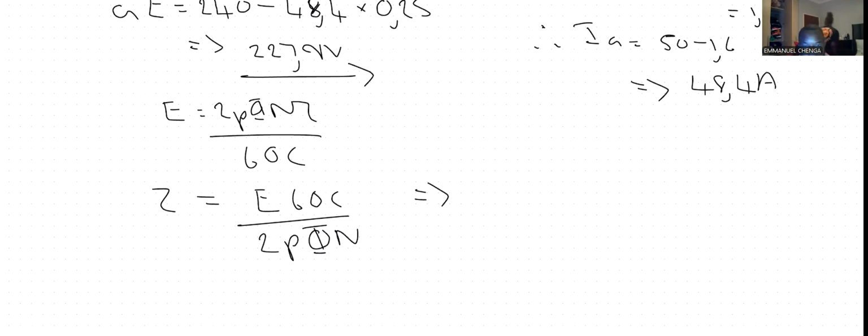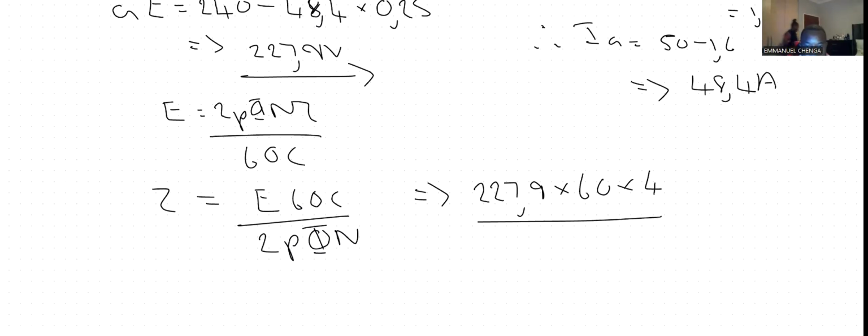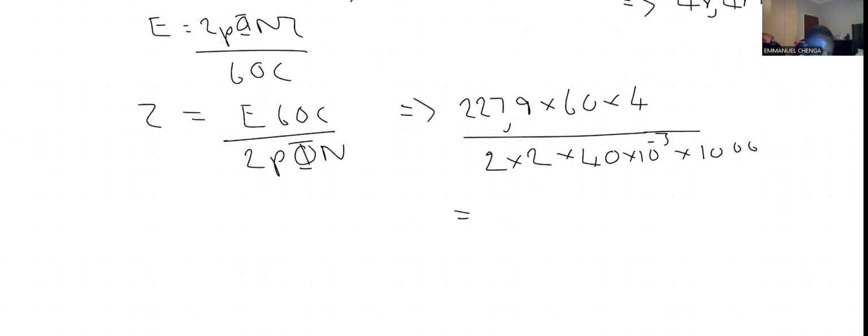So there you can find your armature conductors, with the EMF we said is 227.9 multiplied by 60 multiplied by our C, which we said is 4, divided by 2 multiplied by 2 multiplied by the flux, which was given. They said it's 40 milliwebers, which is 40 times 10 to the power negative 3, multiplied by 1000. And then you get 341.85 conductors. So that's your answer.